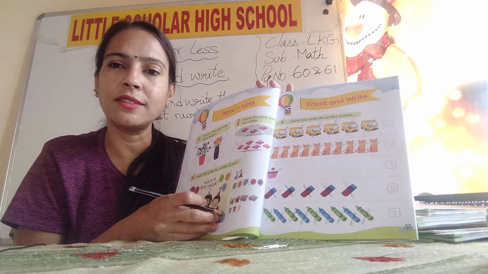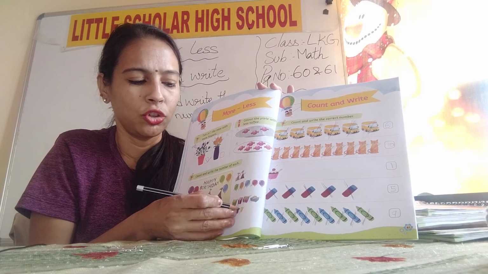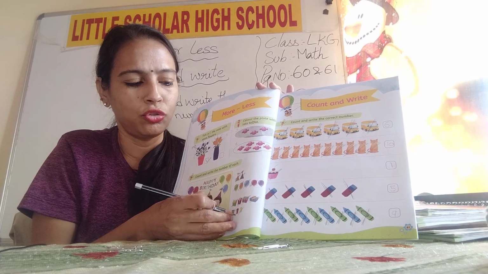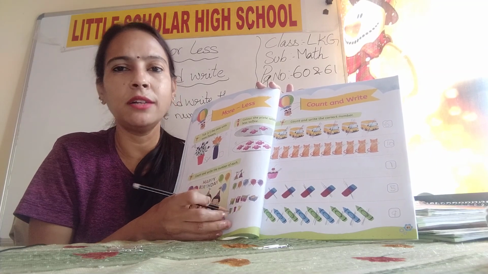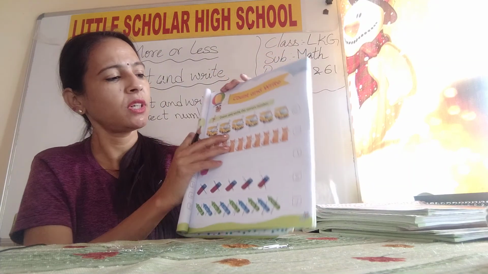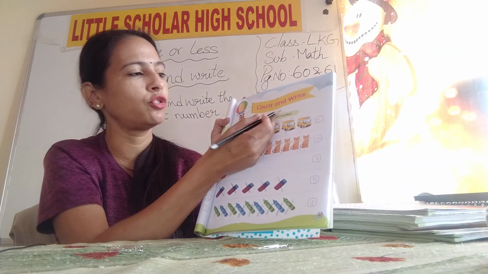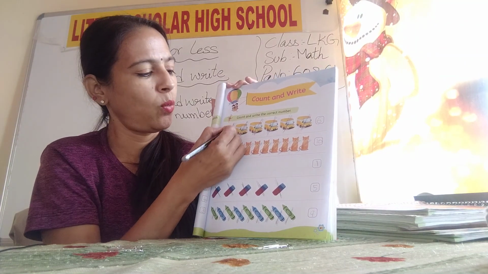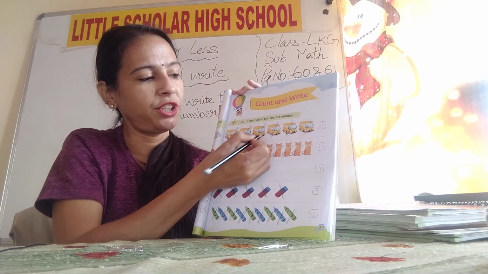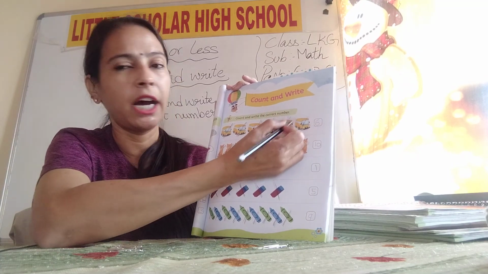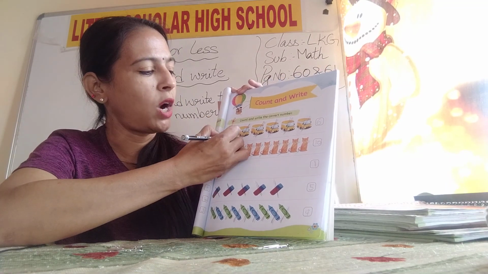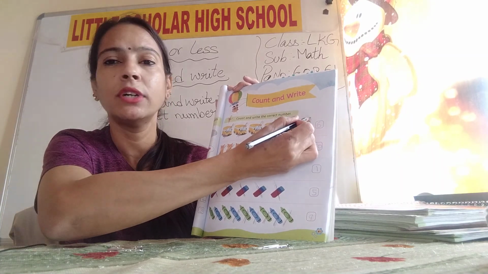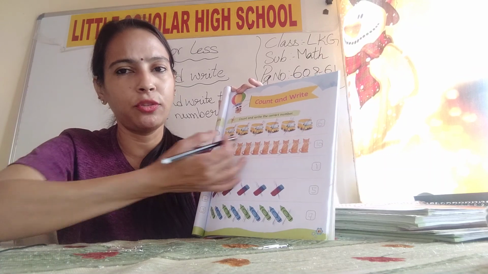And how many glasses are there? 1, 2, 3. So there are 3 glasses. Now one more time we'll do the recap of count and write. Now how many buses are there? Count. 1, 2, 3, 4, 5, 6. So there are 6 buses.